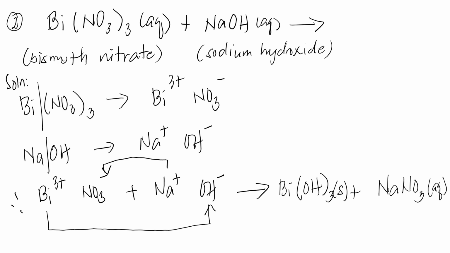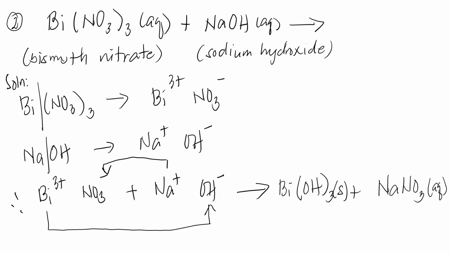So we have bismuth 3 plus and NO3 minus 1. Again, where did I get the charges? I got it from the table of charges. 4 elements and 4 polyatomic ions.